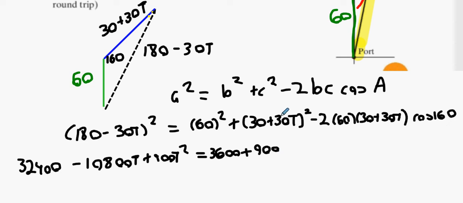30 times 30? Double it. So just give me a sec. Okay. 30t squared? Anybody?